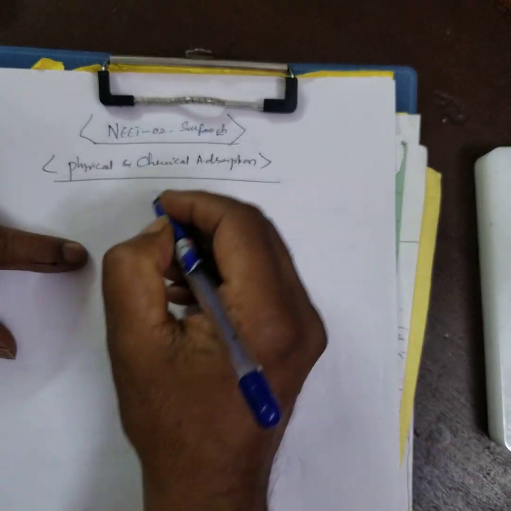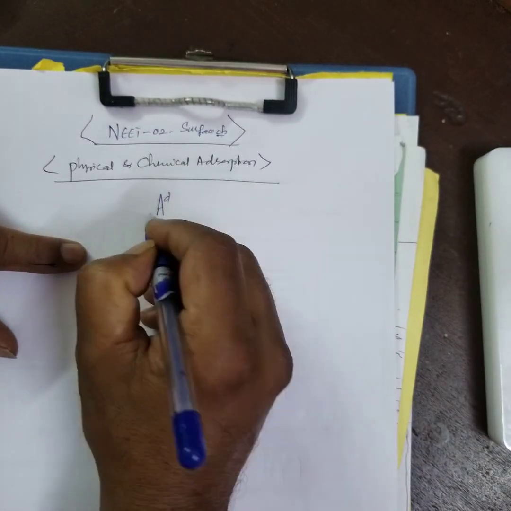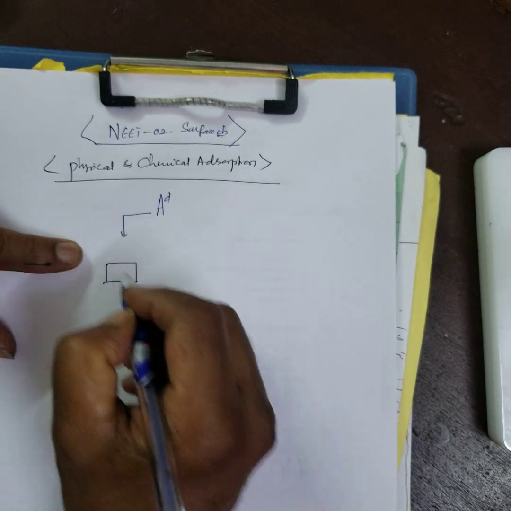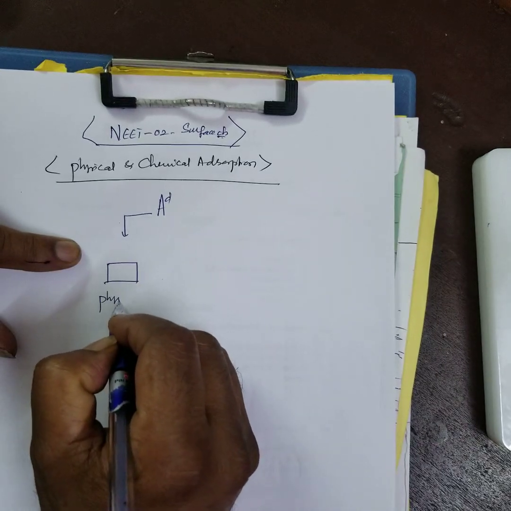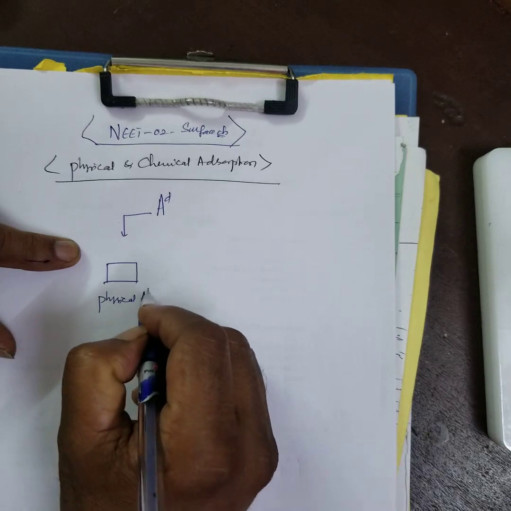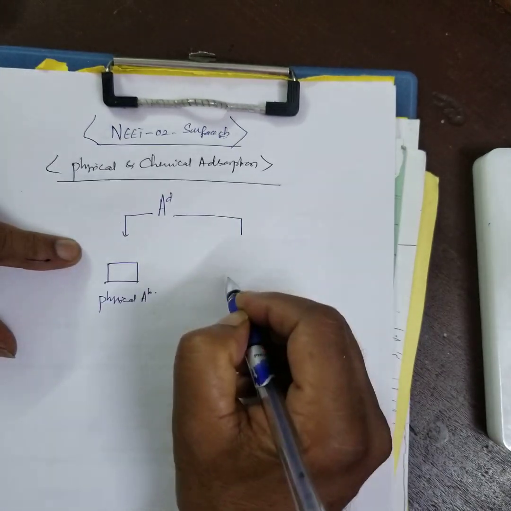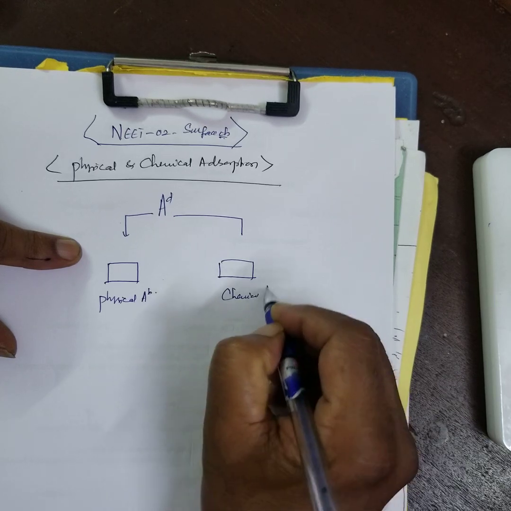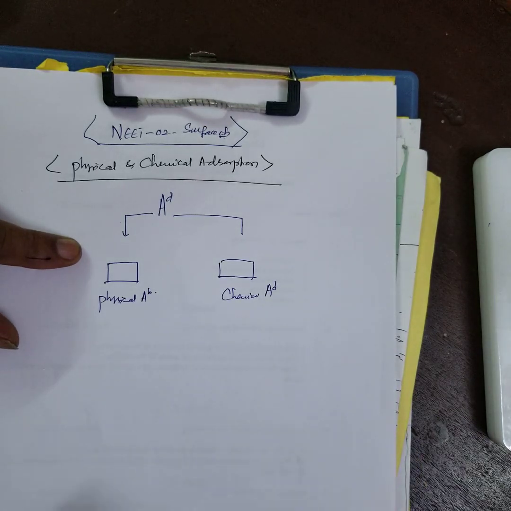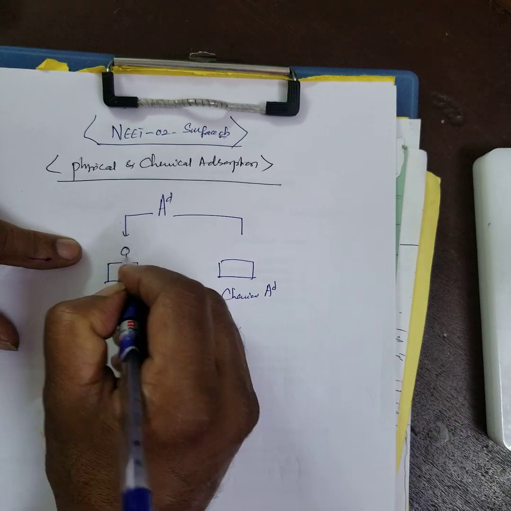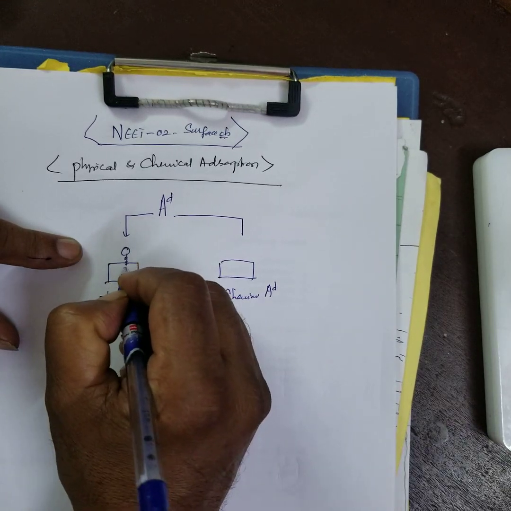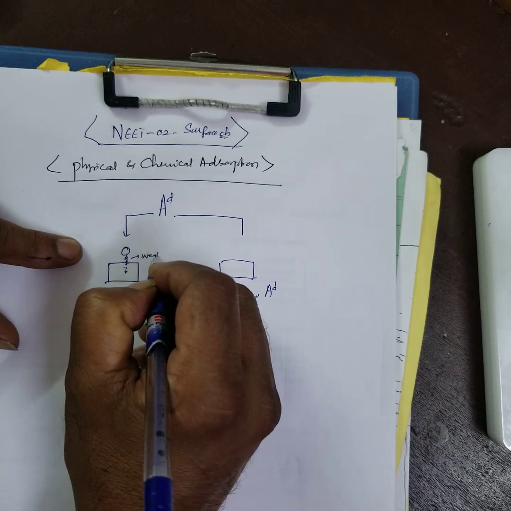Types of adsorption. That one is what? Physical adsorption. Next is what? Chemical adsorption. Here what happens? The molecules come and attach to this. This is the dotted line. This is what? A weak bond.